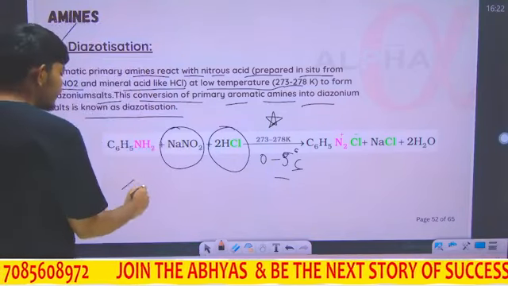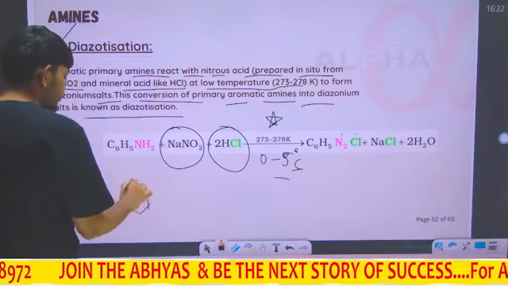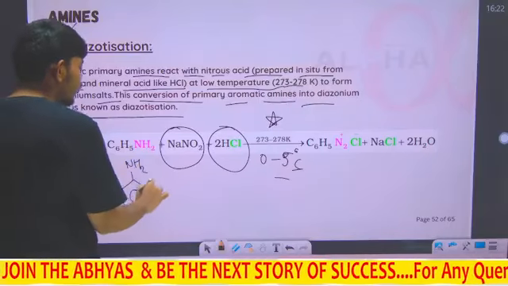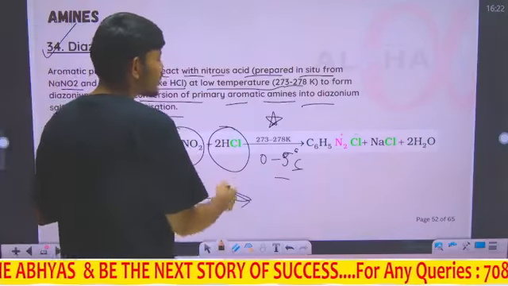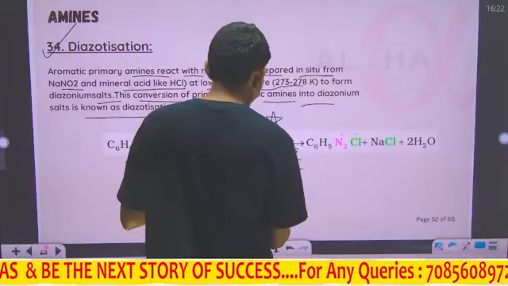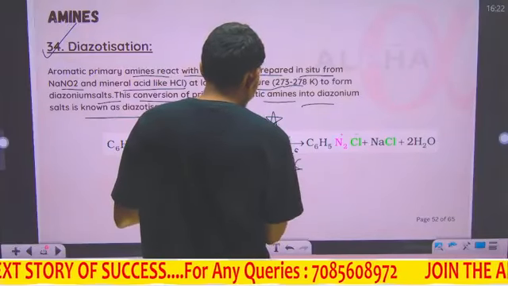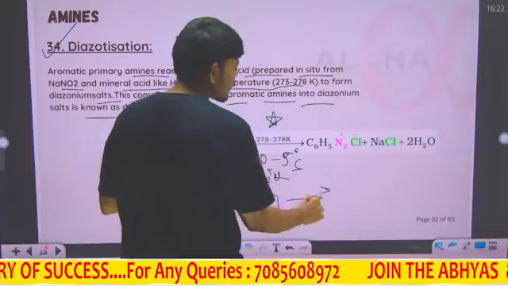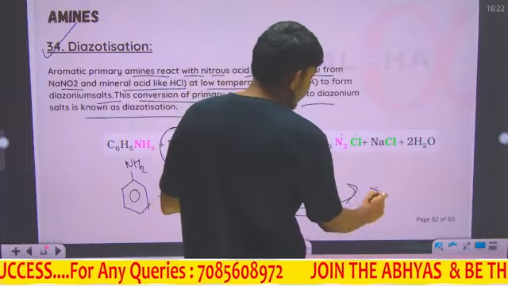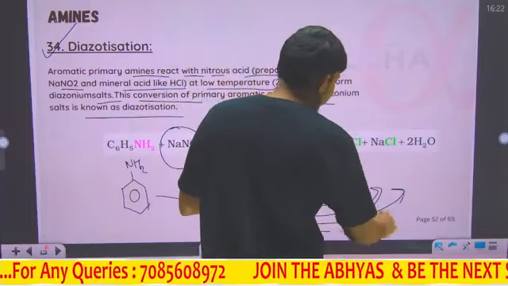This is your benzene ring, aniline. This is your basic aniline. You are giving all this NaNO2 HCl at low temperature. You are left with this, and we call it diazonium salt. So after that, diazonium salt is used to make a wide variety of compounds. You can make a lot of them.